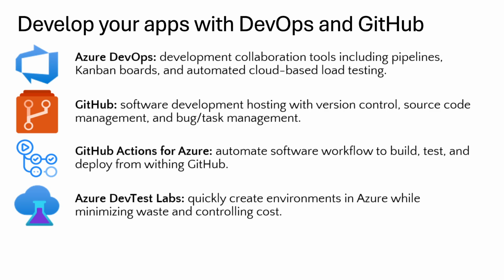Then we have tools to develop your apps with DevOps and GitHub, such as Azure DevOps, development collaboration tools including pipelines, Kanban boards, and automated cloud-based load testing. We have GitHub, software development hosting with version control, source code management, and bug or task management. We have GitHub Actions for Azure, used to automate software workflows to build, test, and deploy from within GitHub. Azure DevTest Labs quickly creates environments in Azure while minimizing waste and controlling cost.